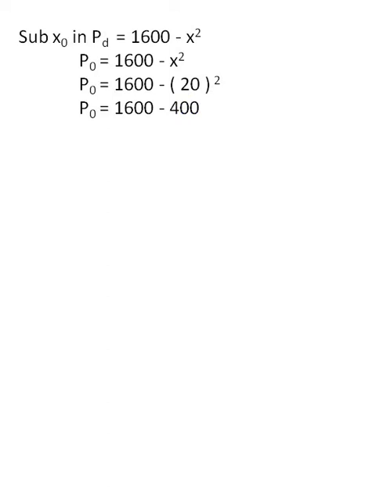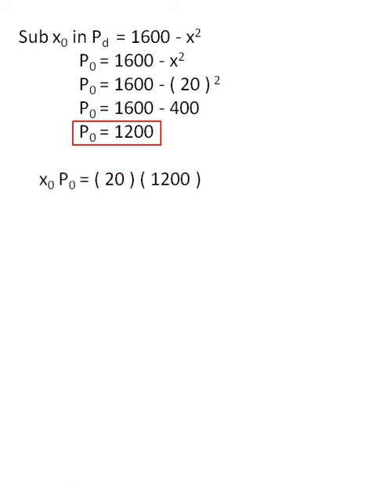Now we have to substitute x₀ in the demand function, that is P_D = 1600 − x², to find P₀. So P₀ = 1600 − x². There we substitute x², so P₀ = 1600 − 20². So the x value is substituted as 20, that is the equilibrium point. So P₀ = 1600 − 400. So P₀ = 1200. Multiplying x₀ and P₀, we get 20 into 1200. So x₀P₀ = 24,000.